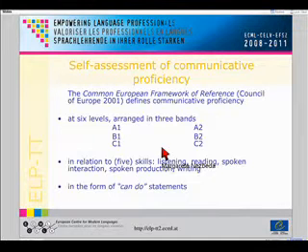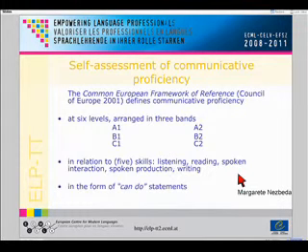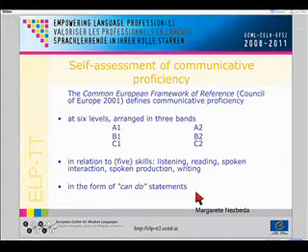So once more summarizing, self-assessment of communicative proficiency at 6 levels arranged in 3 bands, A, B, C, and each of these bands has got 2 sub-levels in relation to 5 skills: listening, reading, spoken interaction, spoken production, and writing. And very important, always in the form of a can-do statement. It's always positive and not negative.